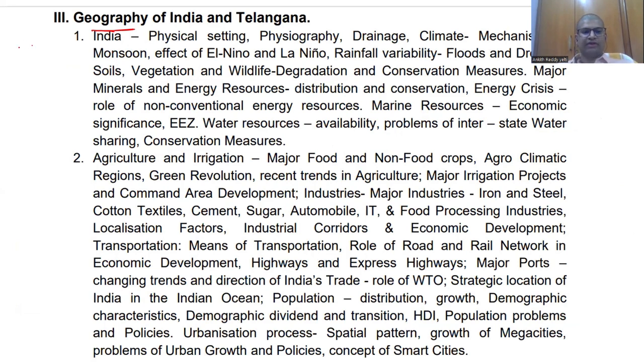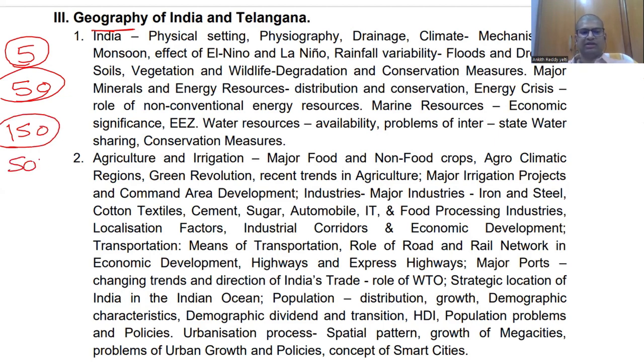Here we have a total of 5 topics. This is around a 50 marks part for you. You know that each paper carries 150 marks, and there are 3 parts in each paper, so 50 into 3 is 150. So for 50 marks you have geography of India and Telangana.